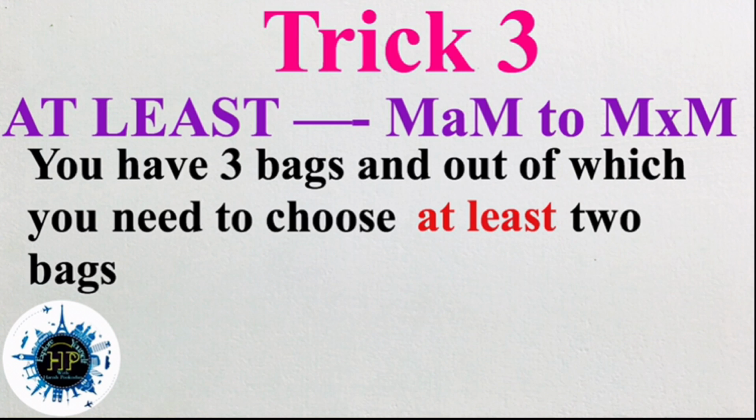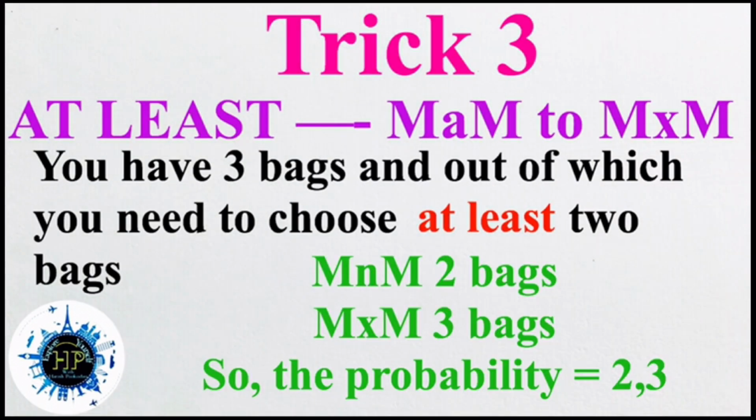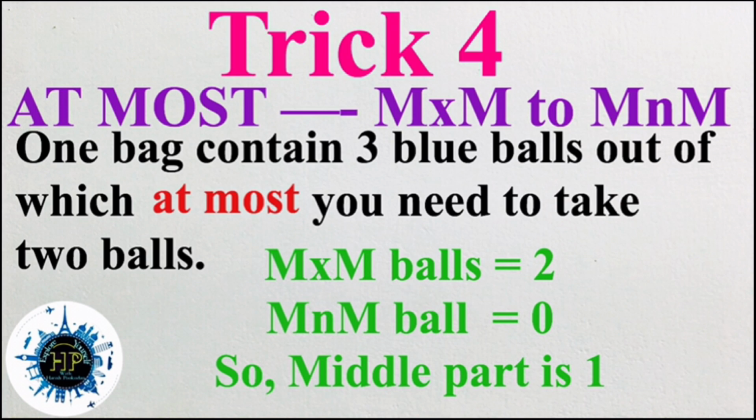Here minimum 2 bags out of 3, so maximum is 3, that means 3 bags are there. So minimum you need to take 2 bags from the 3 bags, that is 2 probabilities are there. One is taking 2 bags, that is at least 2. Then if you are taking 3, the question is also satisfied, so the probabilities are 2 and 3. So this is the meaning of at least. At least means minimum to maximum. That's the third trick.